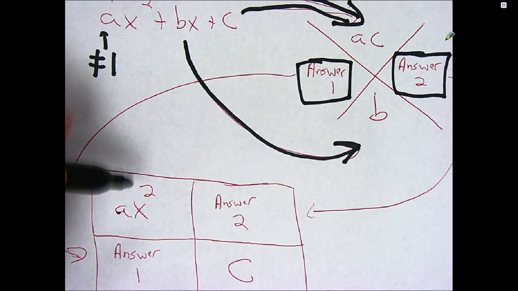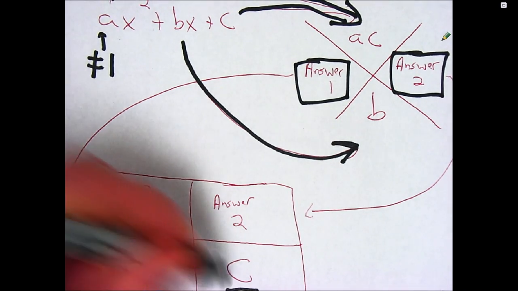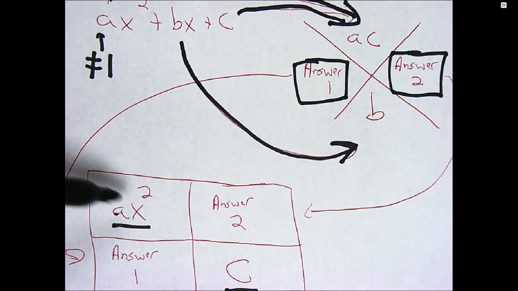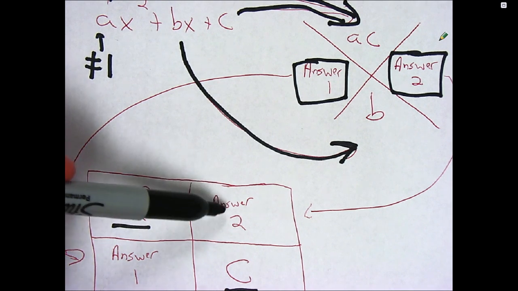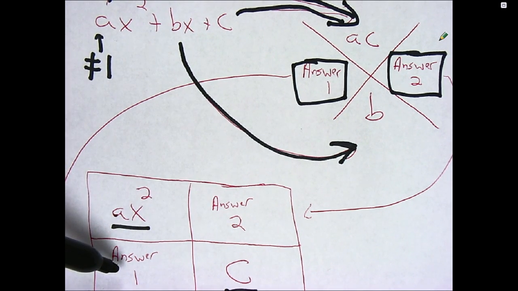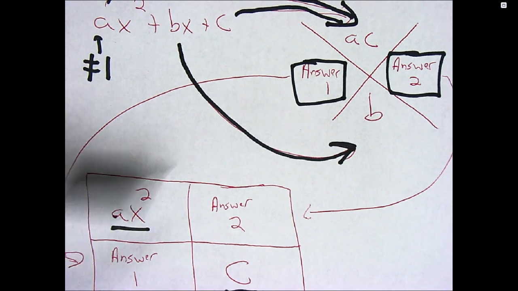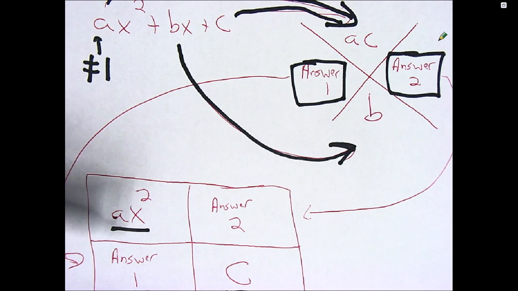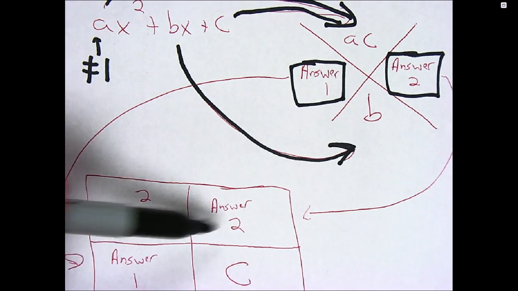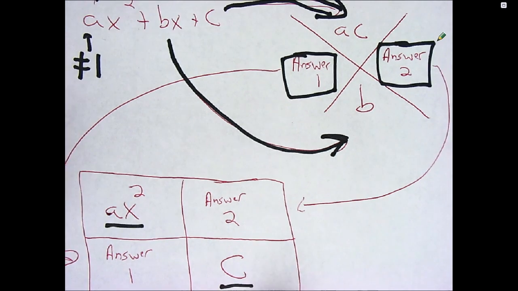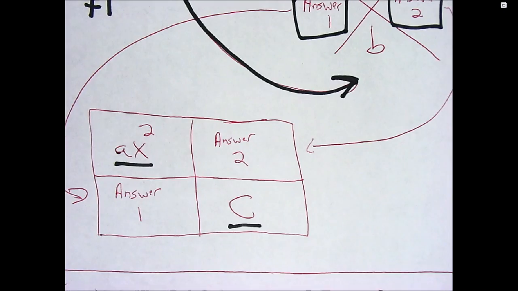Two things. The corners just come directly from the original problem, so ax squared and c. Two of the corners come from there. The other two corners come from the answers to the diamond problem, so these two answers go down here. Sometimes people ask about the order. It doesn't matter, you can swap them. It doesn't matter which one's answer 1 and which one's answer 2. I just wrote them this way because they matched up with left and right, but it doesn't really matter.